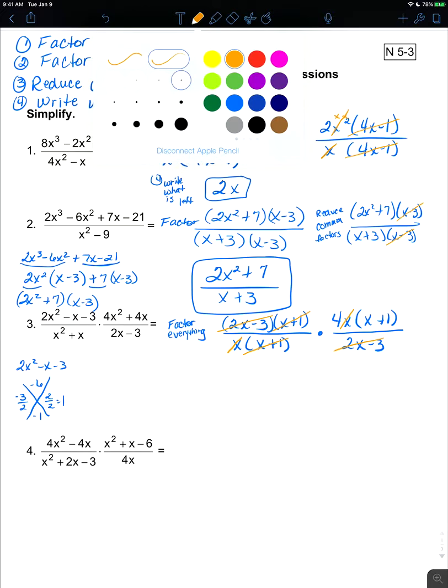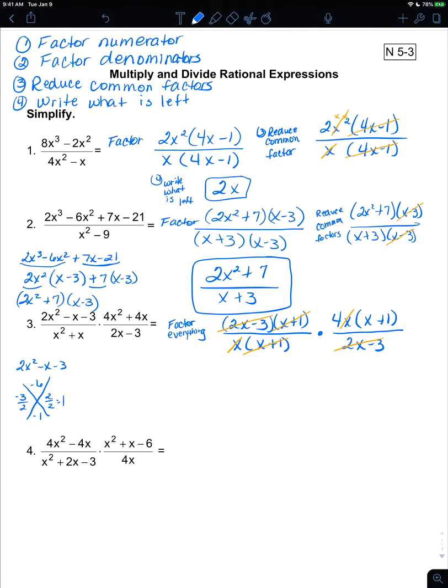So let's write what's left. In our numerator, we've got 4 times x plus 1. We have nothing left in our denominator, so there's your final answer. Okay, so once again, step 1, factor everything. So 4x squared minus 4x has a GCF of 4x, and that's going to leave us with x minus 1.